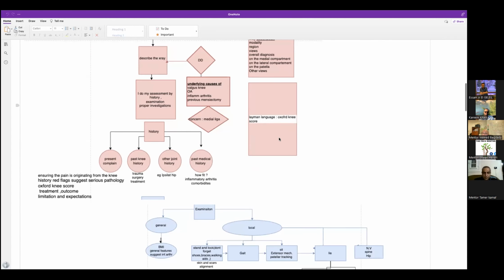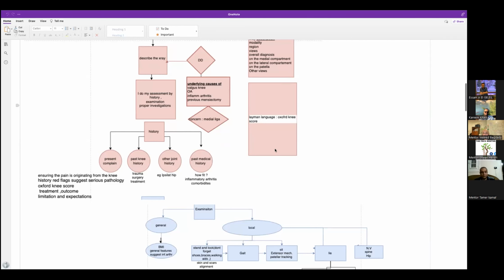I will do my assessment by taking history, examination, investigation. History of the present complaint, ensuring the pain originates from the knee, and the history of red flags suggesting serious pathology. I will do an Oxford knee score. What treatments received? What's the outcome? Then I will ask about past knee history, including history of trauma, treatment. I will ask about other joint history. You say ipsilateral hips. That's absolutely right, because if we have a long hip prosthesis in the way, if you use any stemmed implant, that will be an issue.